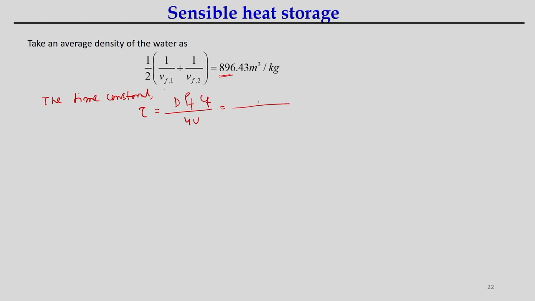So, diameter given to us is 4 meter and then density is 896.43, then we will have specific heat of water as 4.35 into 10 cube divided by 4 into u, u is 1.5, and then we need to multiply with 3600, then what we will get is the time constant in hour.